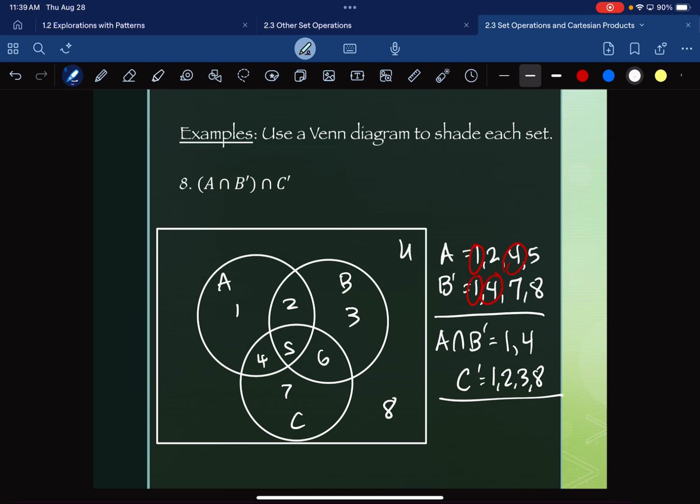Intersection. What does intersection mean again? What they have in common. So what do you see that these have in common? 1. One little piece only, right? So our A intersect B complement, also then intersecting C complement, is simply the number 1. So where will we shade? Just where circle 1 piece is over here.